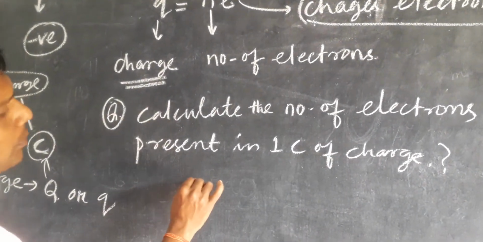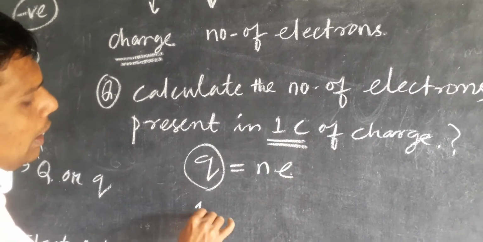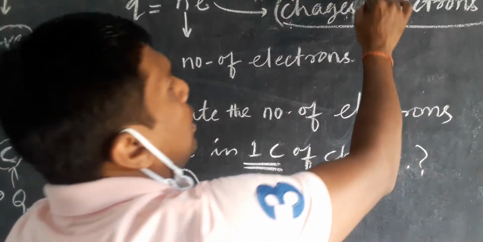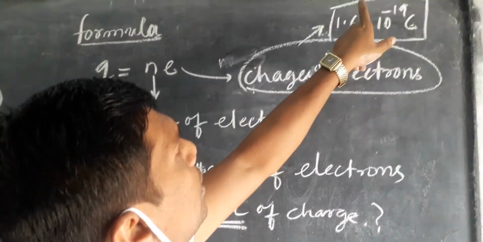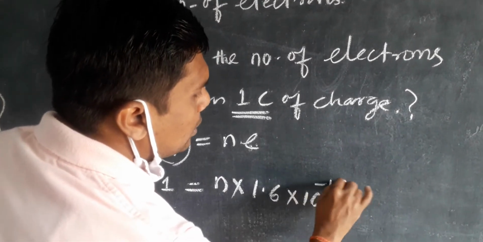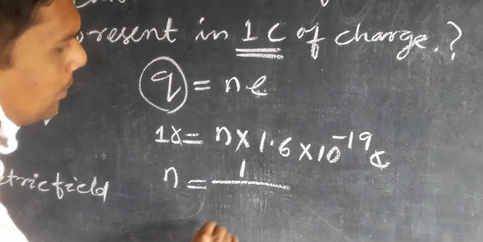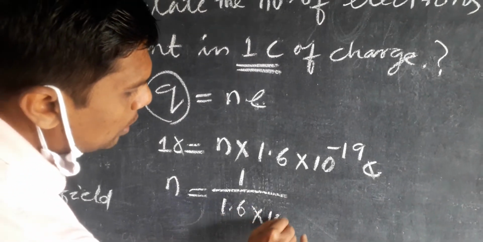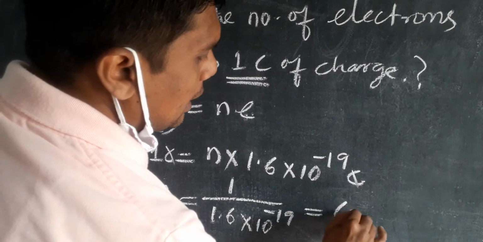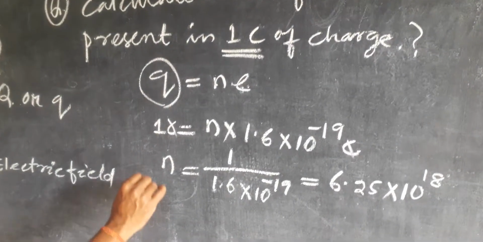We have the formula Q = N E. The charge is given as 1 coulomb. So 1 coulomb = N, which we don't know, into E, the charge of an electron, 1.6 into 10 to the power minus 19 coulomb. Coulomb cancels. Then N = 1 upon 1.6 into 10 to the power minus 19. After calculating, you will get 6.25 into 10 to the power 18.